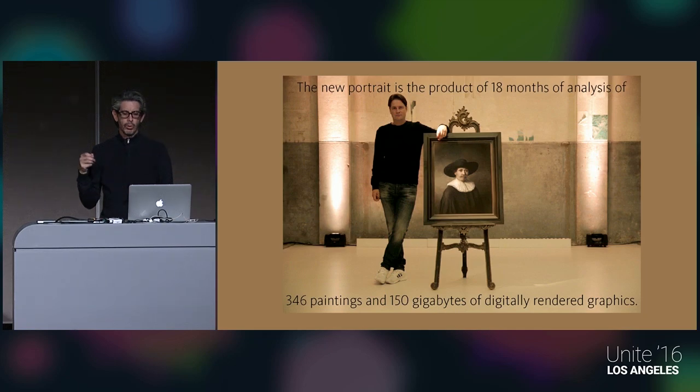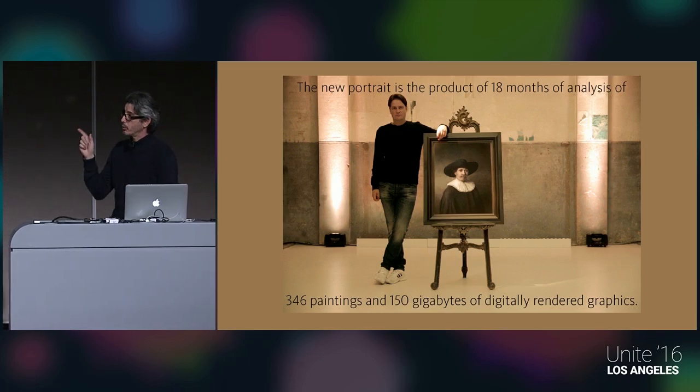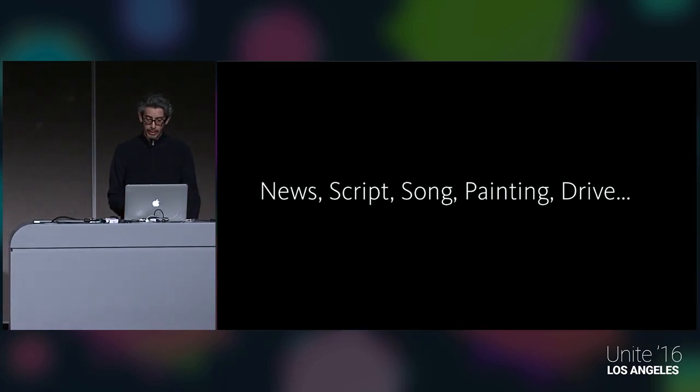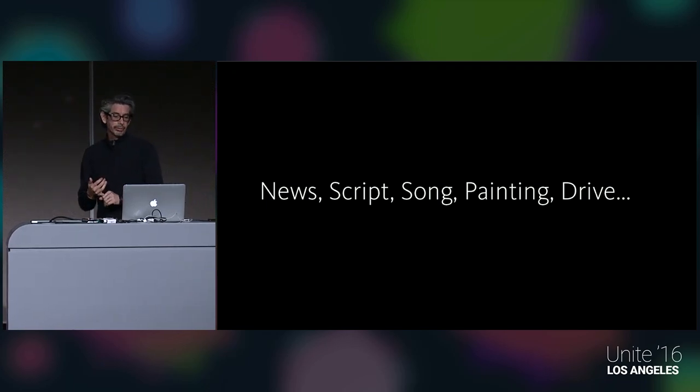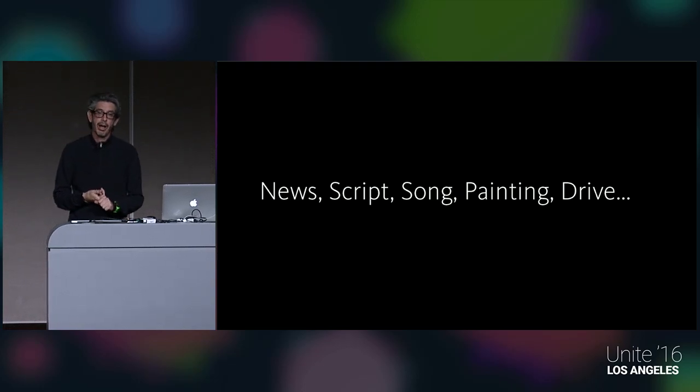So if a program can do this, what can it do with architecture? What can it do with design? As long as the things are knowns, what can AI do in the near future? Not so distant future, because it's already doing this. It's already writing news articles. It's already writing scripts. It's painting. It's going to drive.